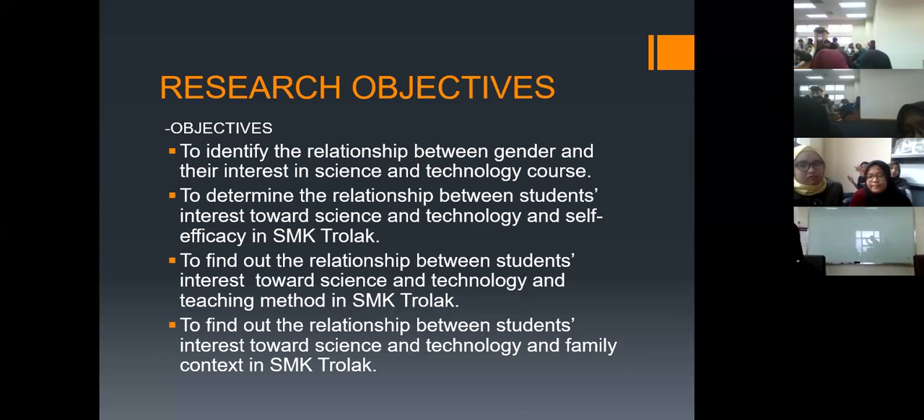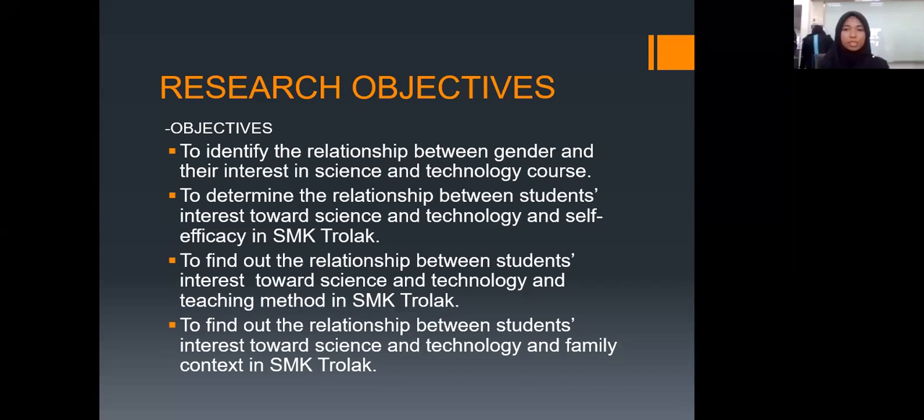Wait. The research objective is to identify the relationship between gender and the interest in science and technology course. The second one is to determine the relationship between student interest towards science and technology and self-efficacy in SMK TROLAK. The third one is to find out the relationship between student interest towards science and technology and teaching method in SMK TROLAK. And the last objective is to find out the relationship between student interest towards science and technology and family context in SMK TROLAK.